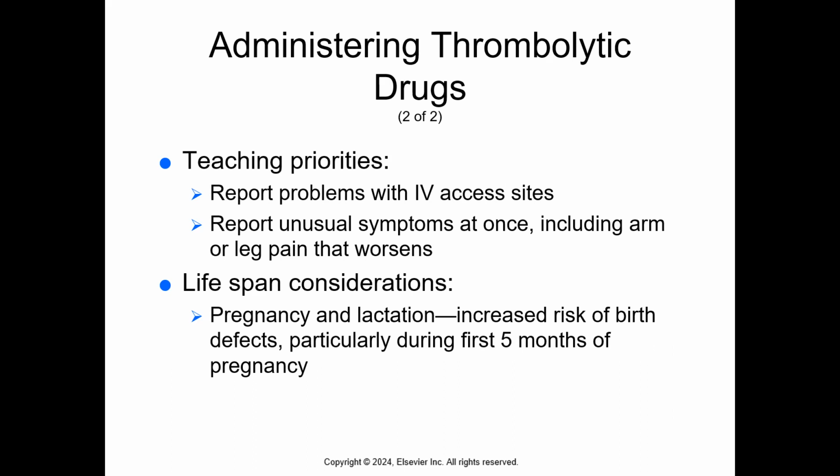Problems with IV access sites can include bleeding, swelling, pain, or numbness, and any signs or symptoms of an allergic reaction. Delivery of baby, miscarriage, or abortion within the last 24 hours is a complete contraindication. And as far as lifespan considerations, pregnancy and lactation, they're at an increased risk of birth defects, particularly during the first 5 months of pregnancy. But again, we're talking life-threatening stuff here.